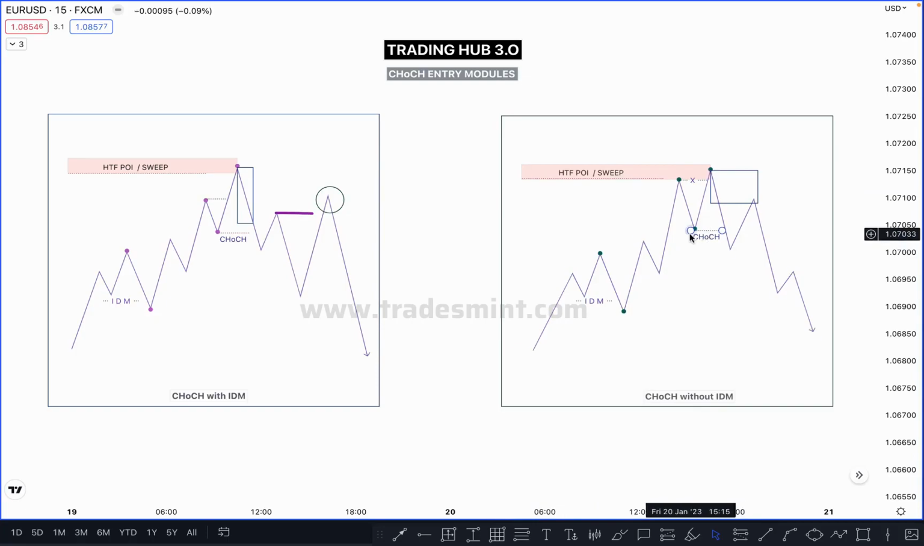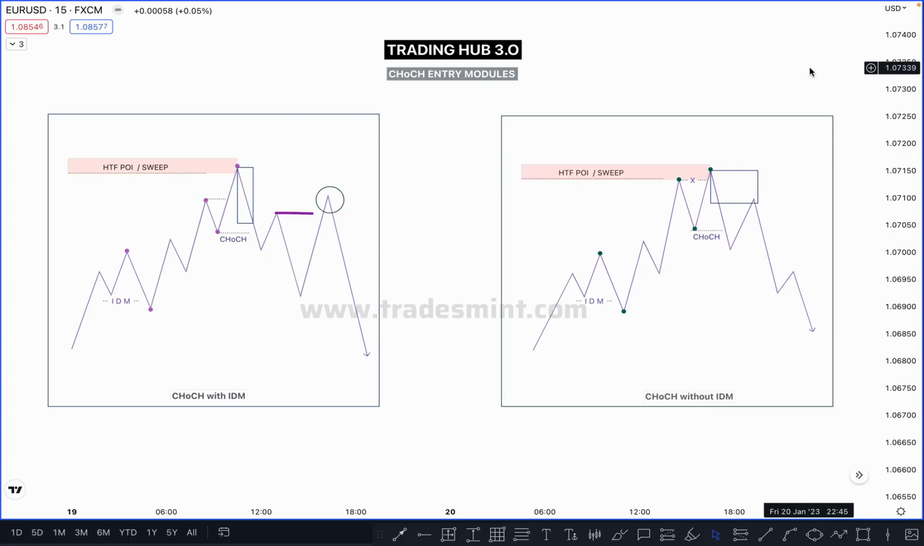So when the market breaks the first low, this one is called a change of character. Same thing happens here, change of character, and you can immediately sell here on the pullback. Why? Because the market has taken out the previous high. So this one is our CHoCH entry model. When the market breaks the first low or high, that's called CHoCH.